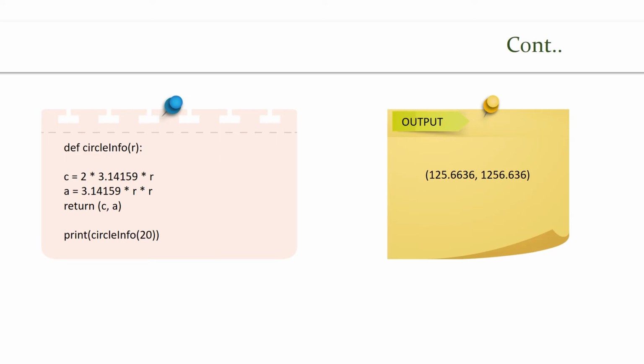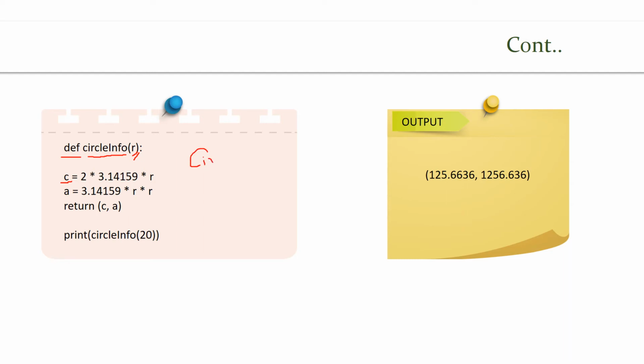Consider an example. I have declared a function using the keyword def. To know the detailed information about functions, you can go through the link which I have given in the description box. The function name is circle_info, and I have passed only one parameter, a variable called r. Now I have assigned another variable called c, in which I calculate the circle formula, 2 pi r, and then the area.